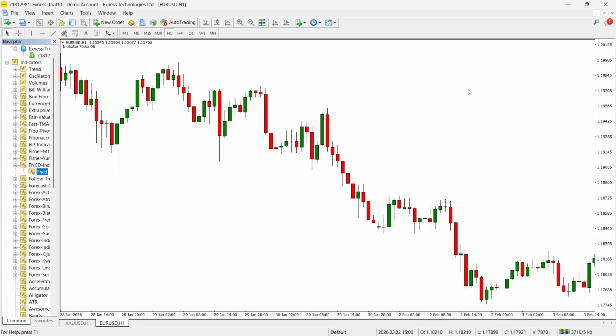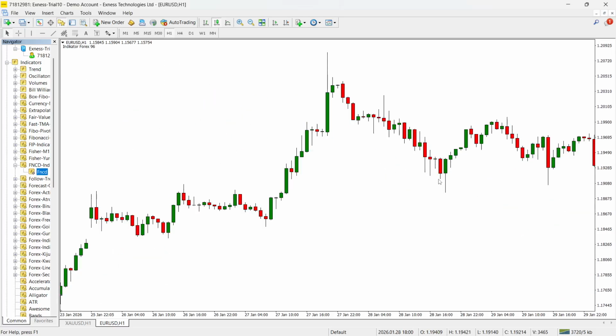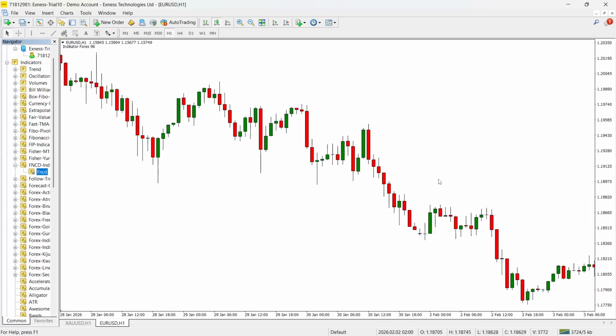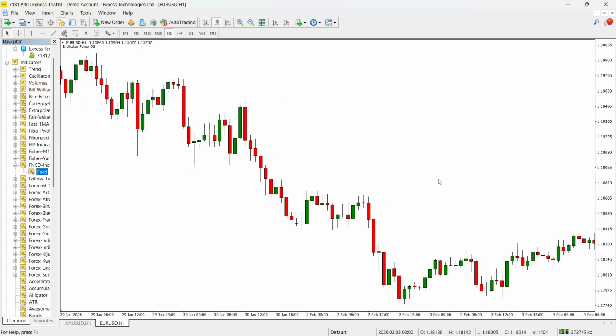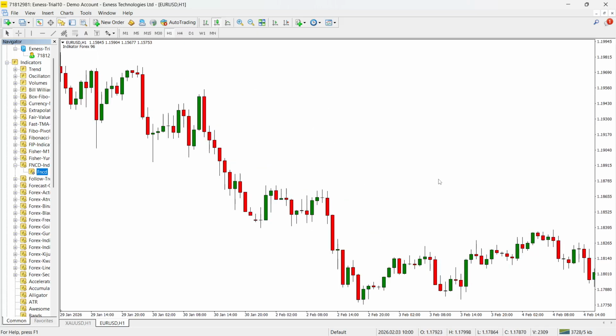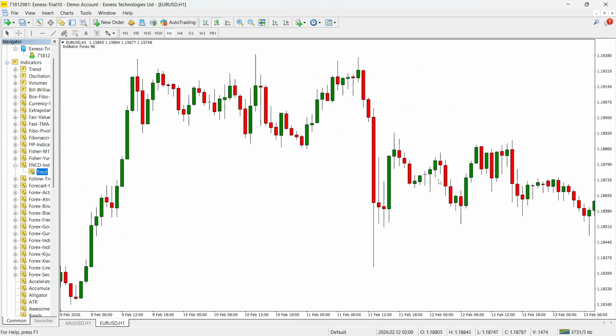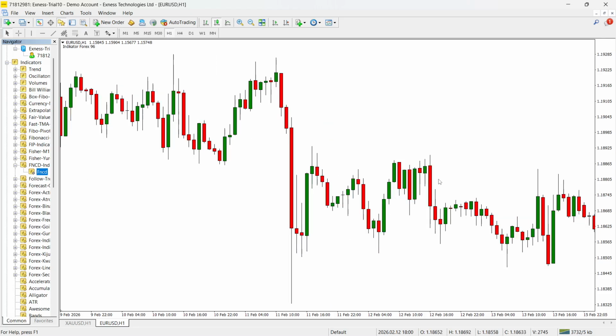Hello traders, in this video we are taking a look at the FNCD indicator for MT4. We'll cover how its histogram appears in the sub window and what the green and red bars imply about trend direction and potential reversal zones, and how this tool follows the market's overall movements.